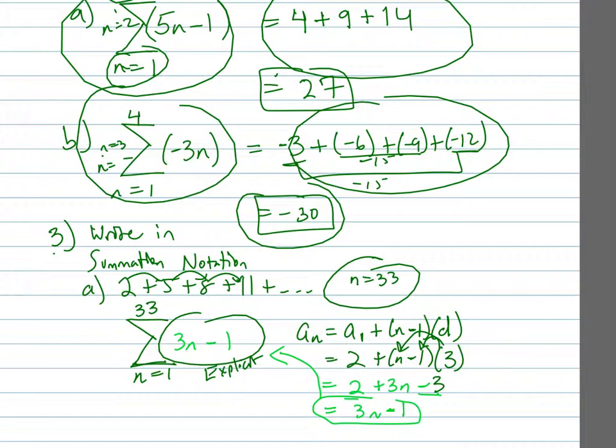That's it. You could put it in like this, but remember I told you we're going to want to clean this up. It's going to be simpler later. So go ahead, do this little distribution. So 2 plus 3n minus 3. Combine your like terms. We get 3n minus 1. You've written it in sigma notation or summation notation.